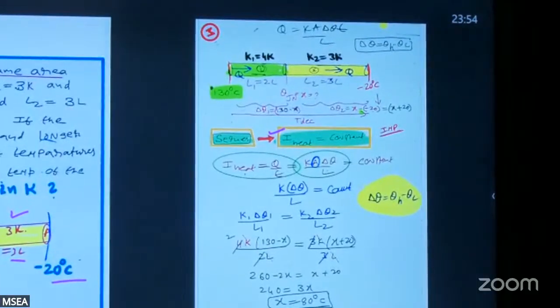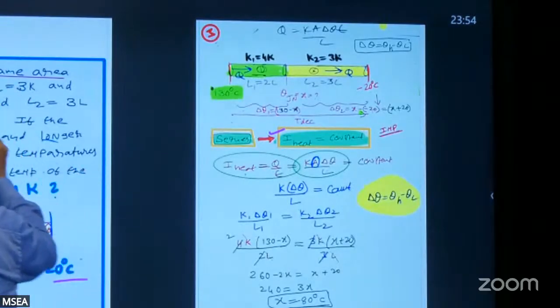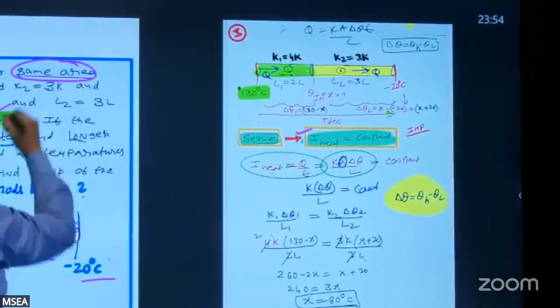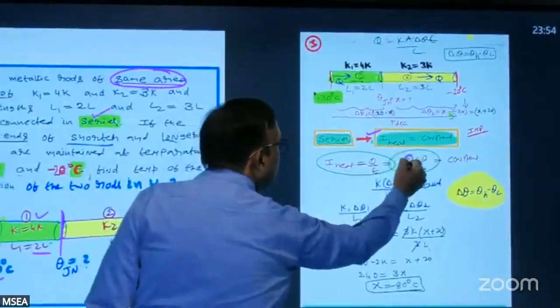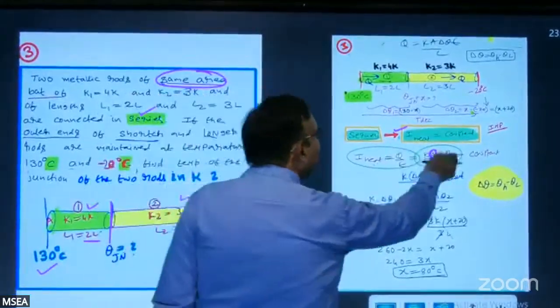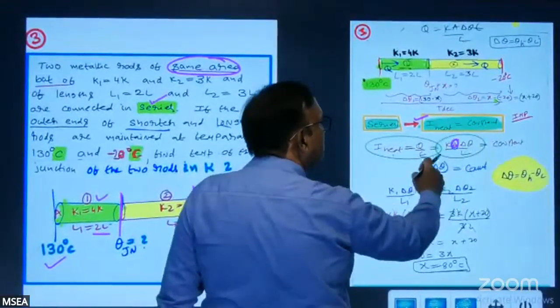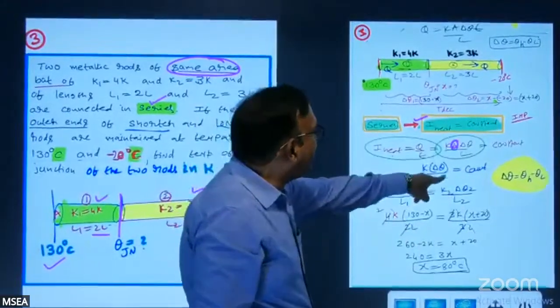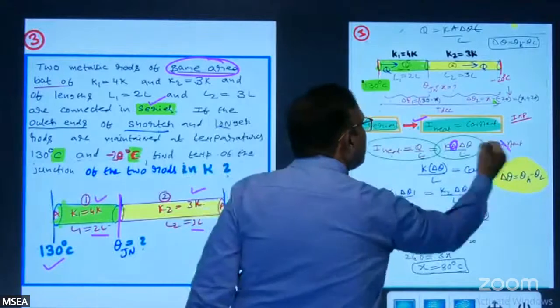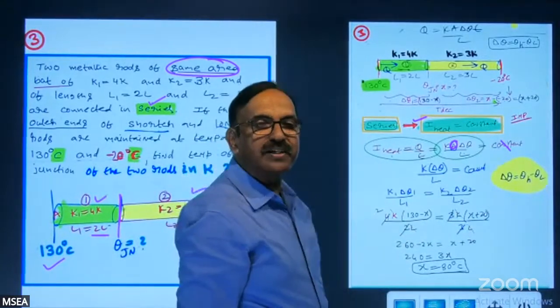Now ask yourself, what are the further constants in that equation? All three conductors are of the same area, so the area is also constant. So K A delta theta by L is constant, out of which area is again constant. So K delta theta by L is constant.